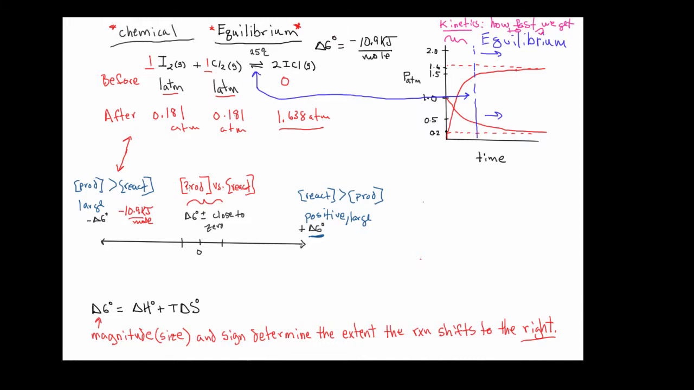I don't want to say here that the products are going to equal the reactants, because that would be incorrect. But we will have a proportional equivalence of products versus reactants at equilibrium when delta G naught is plus or minus close to 0. And that proportional equivalence is going to depend on what the coefficients are in the balanced chemical equation. So the magnitude of delta G, the size of this value and its sign, determines the extent at which a reaction given a mixture of reactants is going to shift to the right.